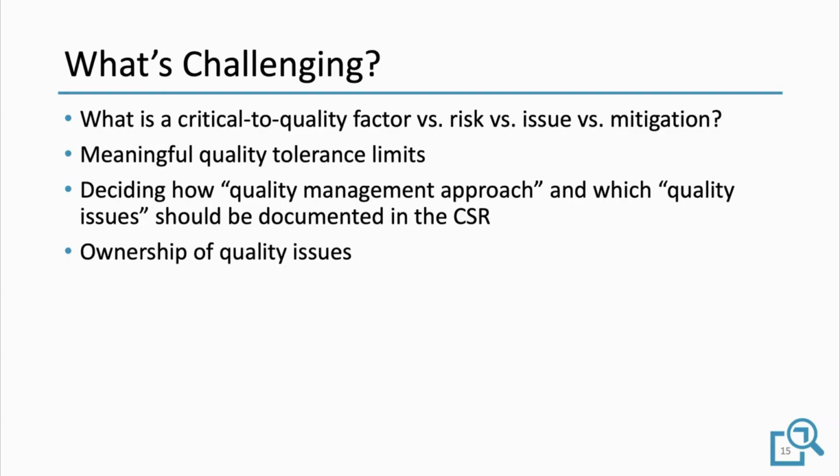Now, along with this, we have the expectation that quality issues should be documented in the CSR. So if we set those quality tolerance limits too narrowly and we exceed them, then we're expected to document them in the CSR. So we need a process for that. And R3 also says that we have to include other quality issues in the CSR. And we've got all kinds of quality issues occurring on clinical trials.